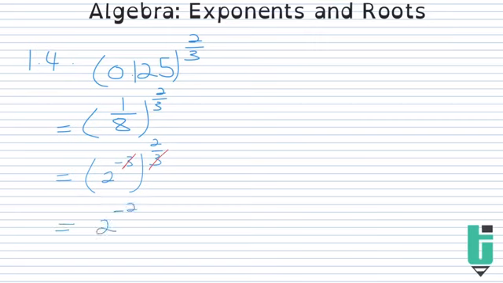Okay. And 2 to the minus 2, well, we don't like having negative exponents, so we can rewrite this as 1 over 2 to the power 2. And that is just then equal to 1 over 4. And that is the answer.